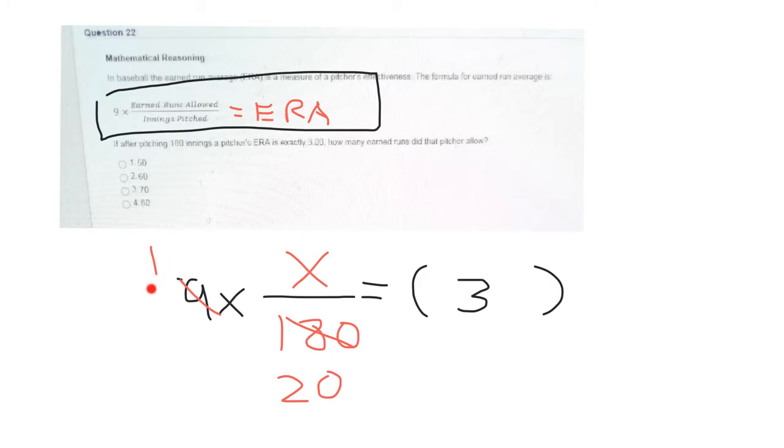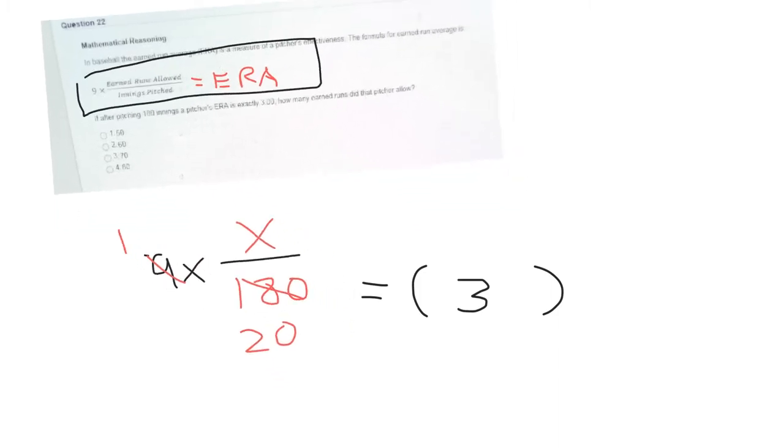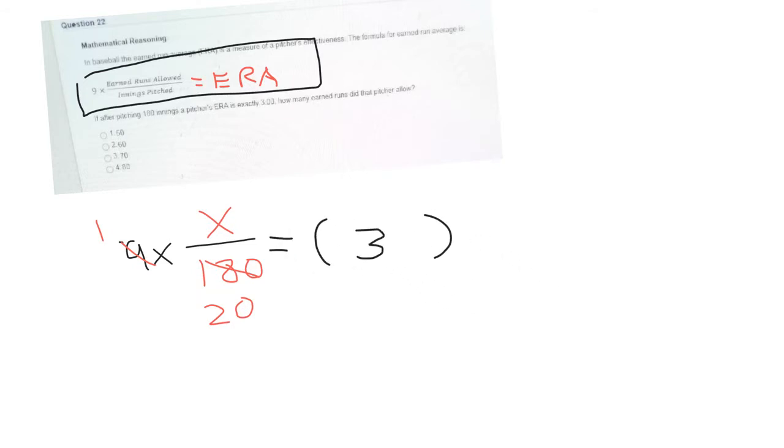So this 1, we could sort of dismiss it because 1 times whatever results in this thing just being itself. So we don't need to really write 1 times something. On the next line, we're not going to write 1 times something. We're just going to write this so it looks a little better. What we're really dealing with is x over 20 equals 3.